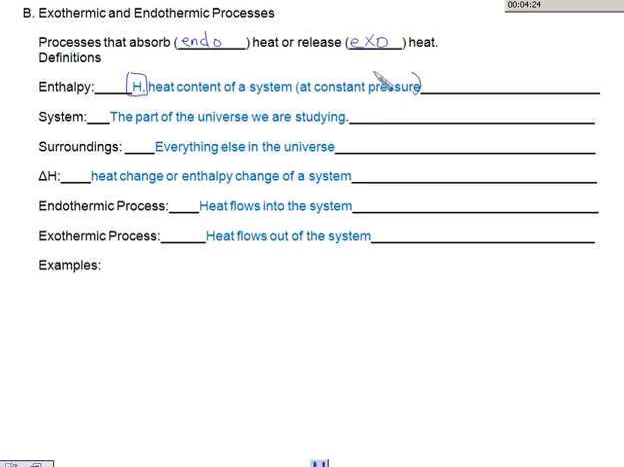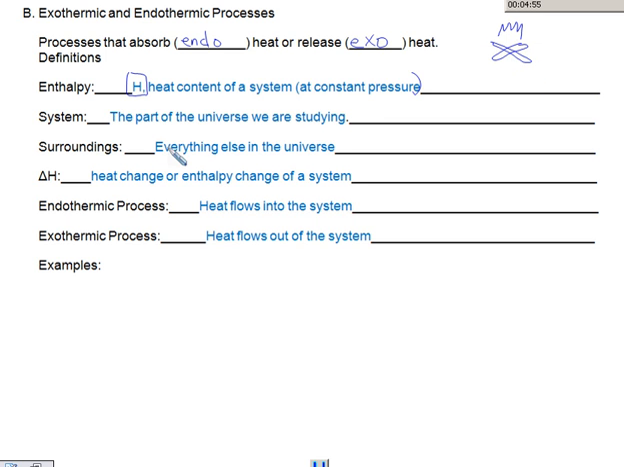Now, we're not going to get picky at constant pressure, but H and heat and enthalpy are really only the same thing if they are at constant pressure. We're going to be looking at systems, and the system is the part of the universe that we are studying. So, for example, if we had a fire burning, let's draw little logs here, okay? So there's some logs, and they're burning. The part of the universe that we would be studying would be the wood that is burning.